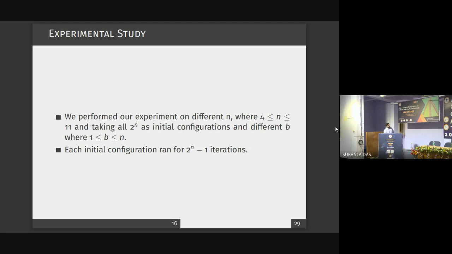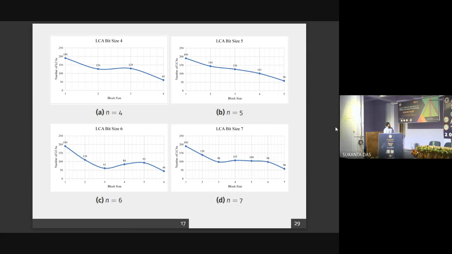And taking all 2 to the power n as initial configurations and different block sizes, ranging from 1 to n. Here, each initial configuration has been run for about 2 to the power n minus 1 iterations. These graphs represent the number of LCAs that are converging versus different block sizes. For the first one, the cell size is 4, and as the block size increases, the number of LCAs that converge slowly reduces.